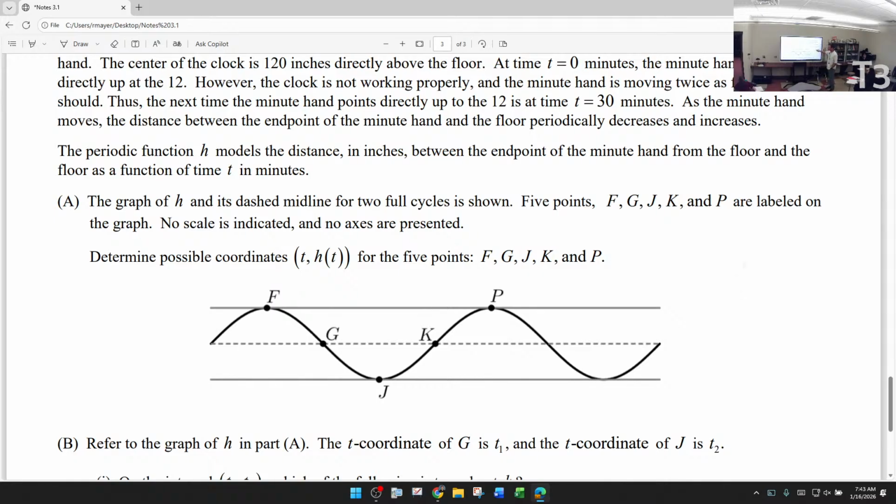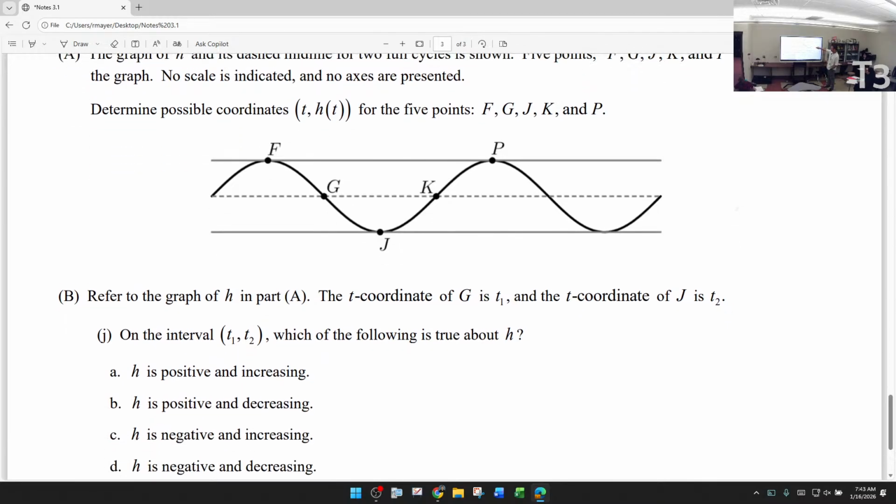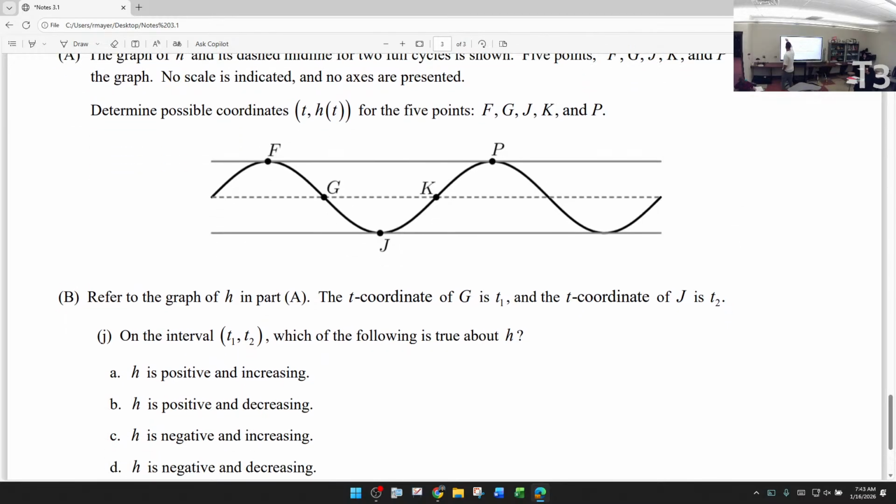Determine possible coordinates of (t, h(t)) for the 5 points F, G, J, K, and P. There are 28 of you in here, so there are 28 possible different answers. But possible. Good? So here we go.